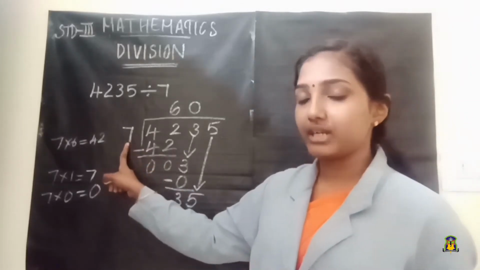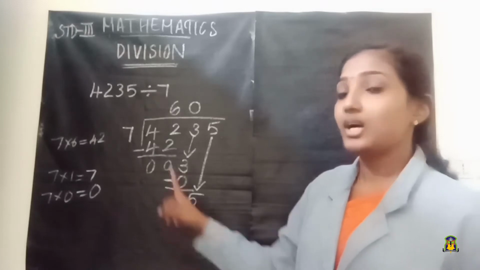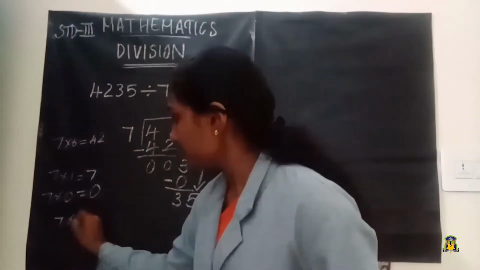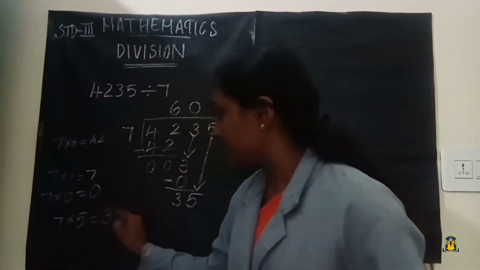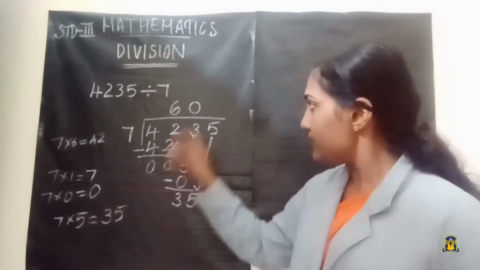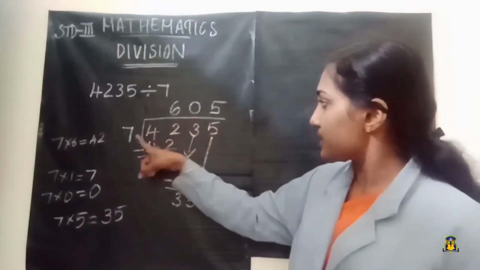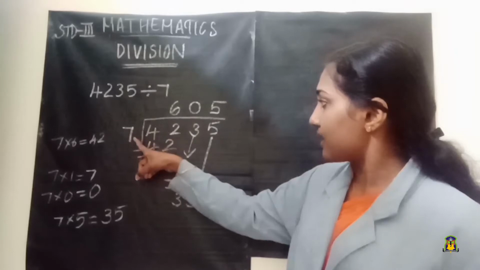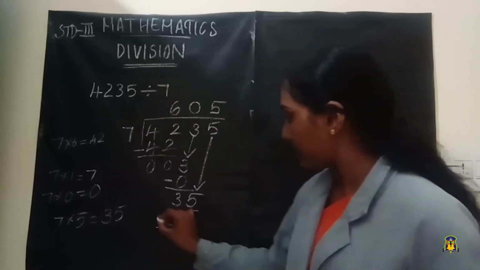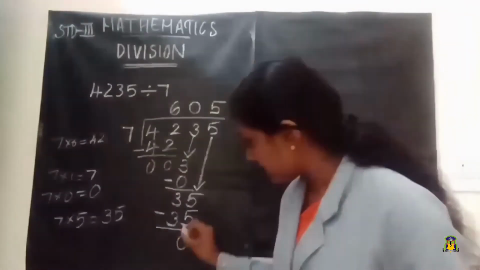So we can find 35 in the table of 7, right? How many times will we get 35? 7 into 5 gives 35. In the table of 7, we can find 35 5 times. So we will write that 5 in the quotient place. 7 into 5 gives 35. Now we can subtract it. On subtraction, 35 minus 35 is 0.